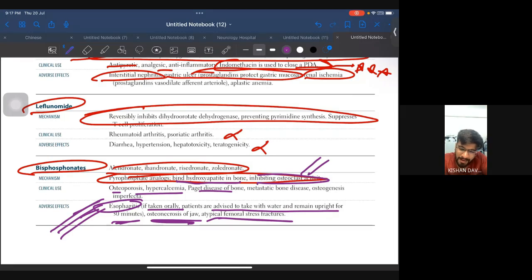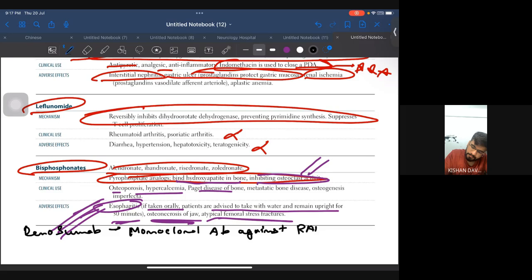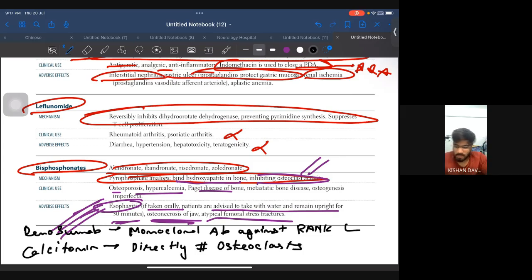We did this in the endocrine. If you want, you can write it there only. Denosumab, monoclonal antibody, again RANKL. Calcitonin, we did this in endocrine, directly inhibits osteoclast. So these are the two drugs you can study along as well, so you don't have to move the pages and go back.